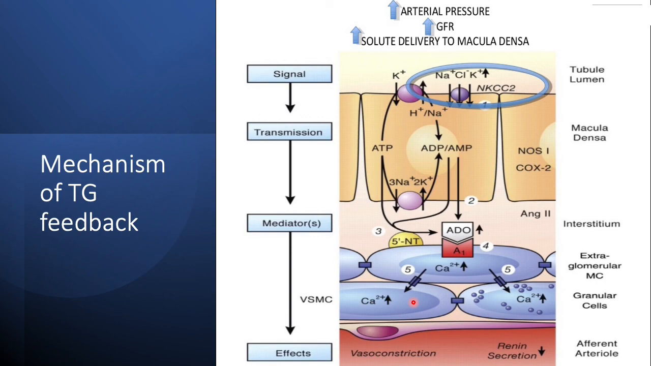That is smooth muscle contraction of the afferent arteriole, and because of the afferent arteriolar contraction, ultimately GFR decreases. So the signal is the increase in solute concentration in the distal convoluted tubule. Transmission is through the macula densa cell. The mediator is adenosine. Adenosine A1 receptors are present on the Lacis cell, which is a chemical sensor, and ultimately there is an increase in calcium concentration in the vascular smooth muscle of the afferent arteriole, causing constriction of the afferent arteriole and decreasing the GFR.